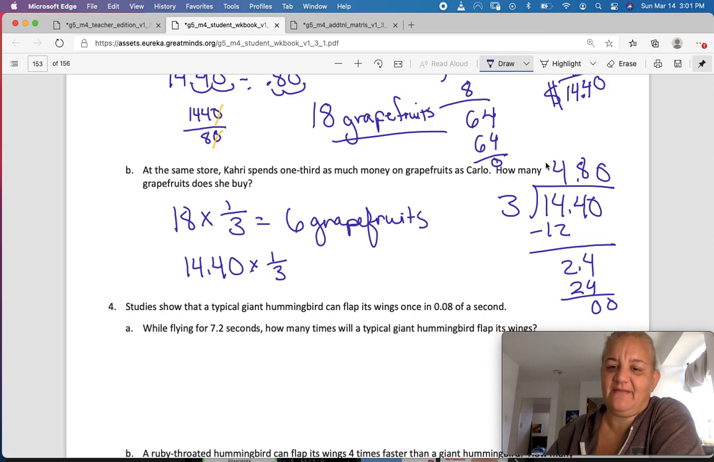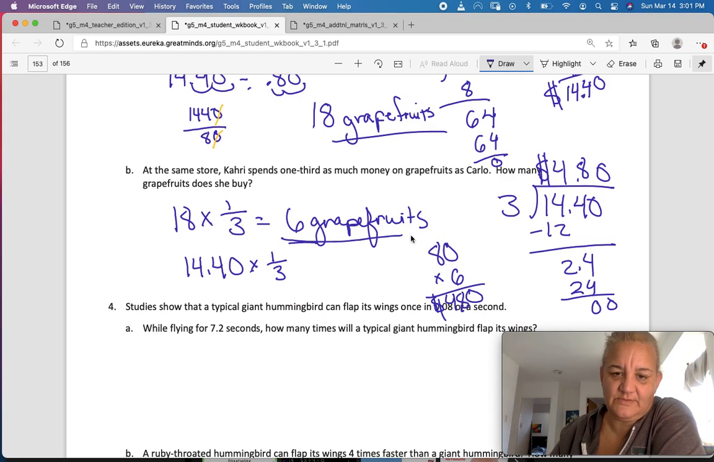So she spent $4.80, and she got 6 grapefruits. So let's just see, does 80 cents times 6 equal $4.80? Yes, it does. So 6 grapefruits.